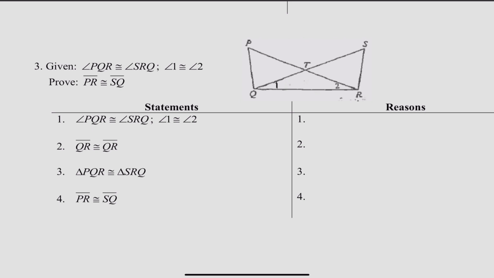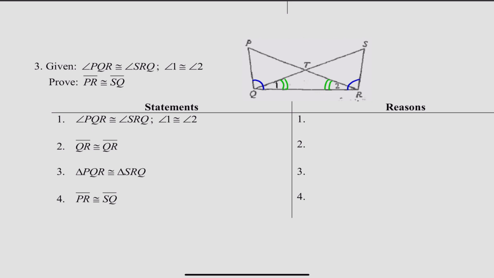this. Number 3, angle PQR is congruent to angle SRQ, and angle 1 is congruent to angle 2. Okay, all right. So angle PQR is here, and it's congruent to angle SRQ. And then note that angle 1 is congruent to angle 2. Okay.